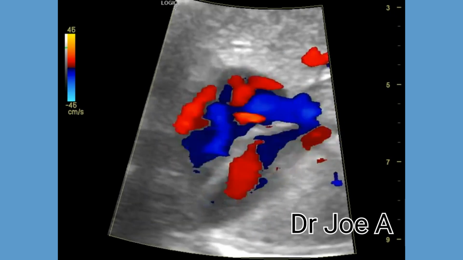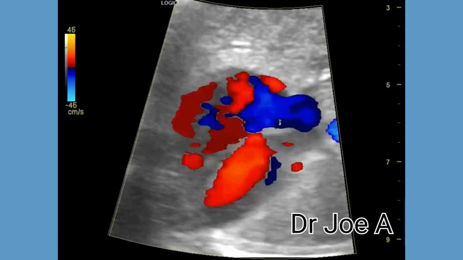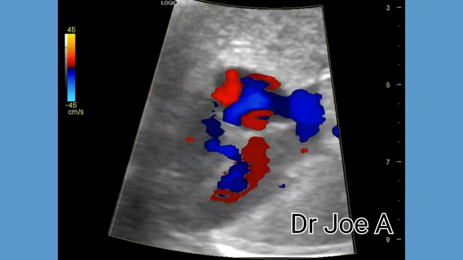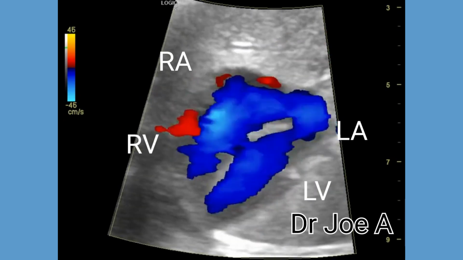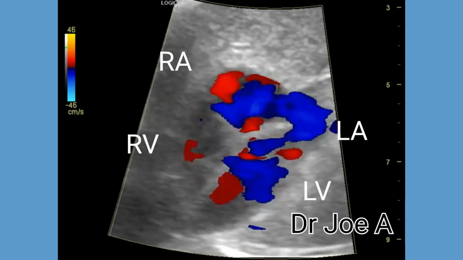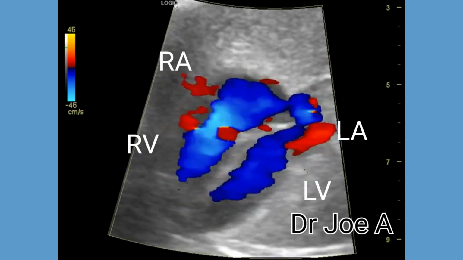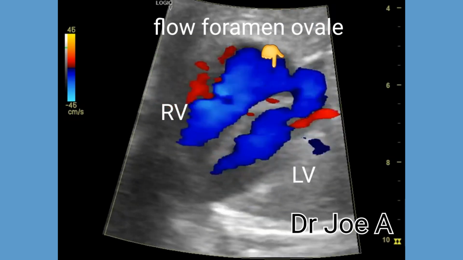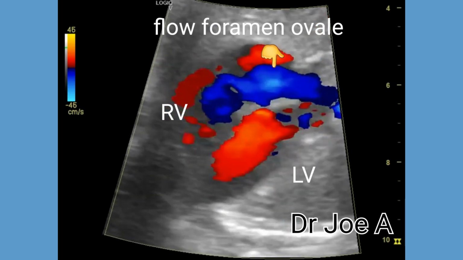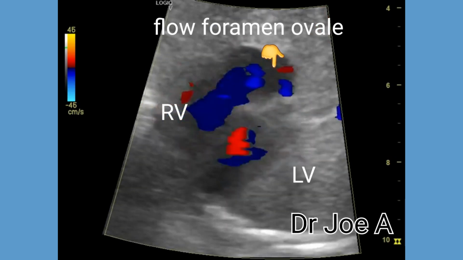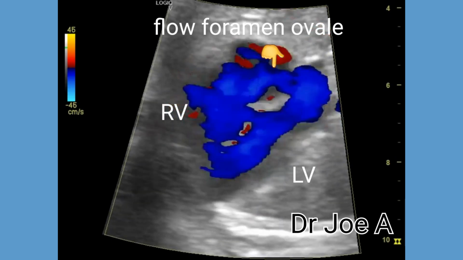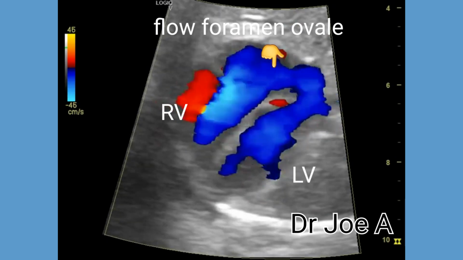This patent foramen ovale in the fetus must be distinguished from an interatrial septal defect, which is abnormal. We should also look for flow across the tricuspid and the mitral valves to see if these valves function normally. The interventricular septum should also be studied to look for any interventricular septal defects. In this case, the ventricular septum appears intact with no flow across the ventricular septum.